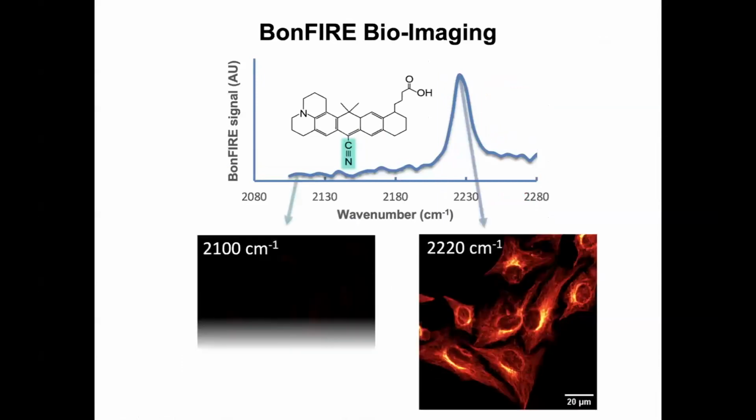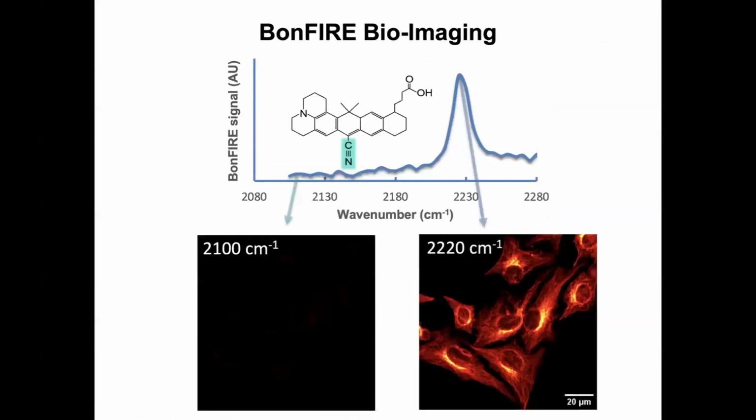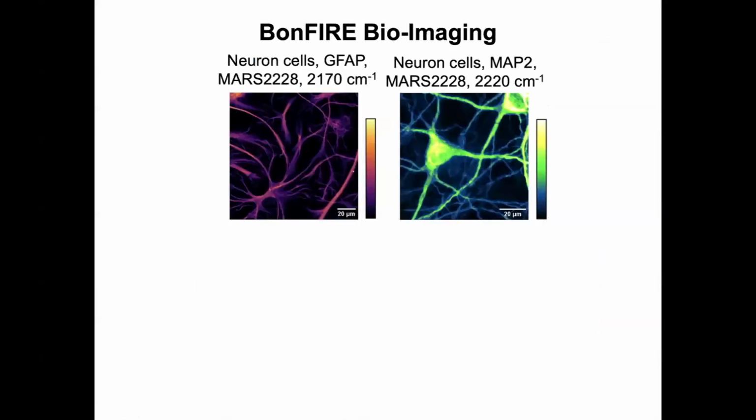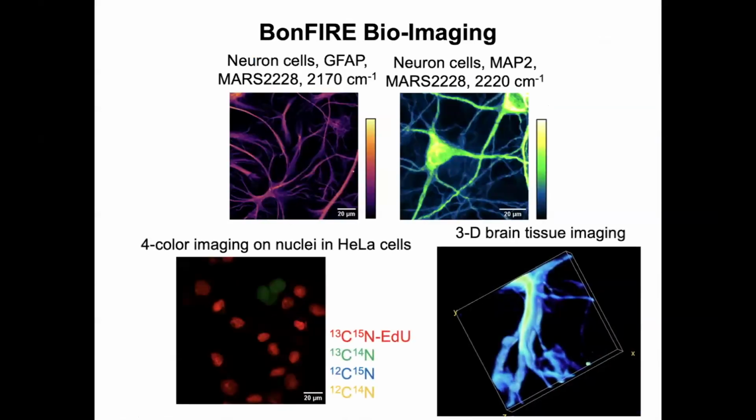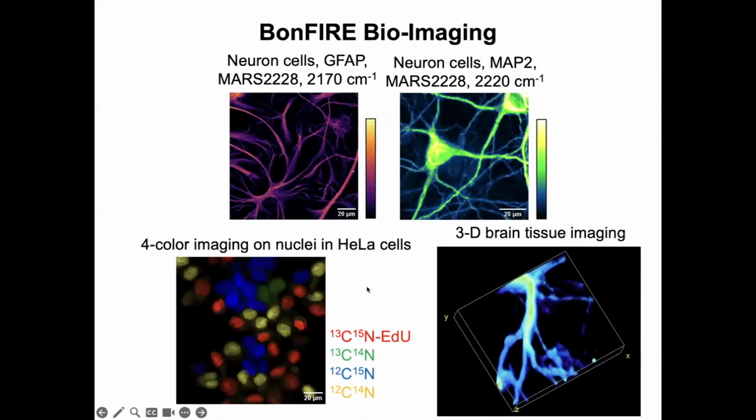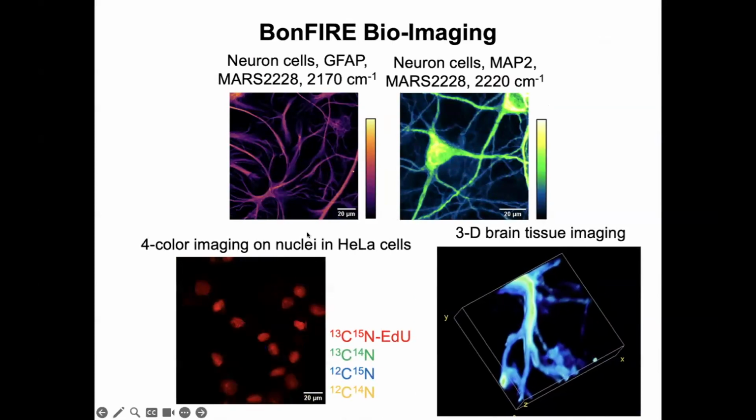So with that, we can now do very bond selective imaging, harnessing the narrow bandwidth, and we can do more on live tissues and also multiplexing on cells.